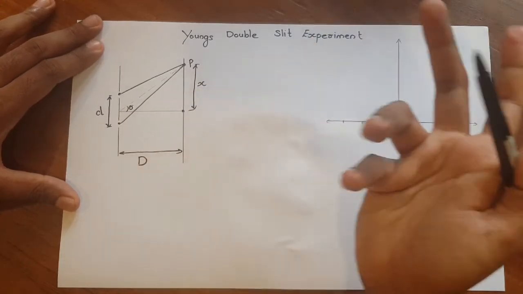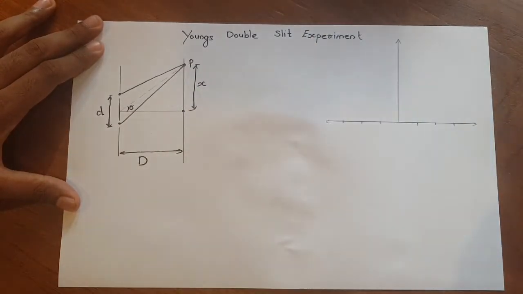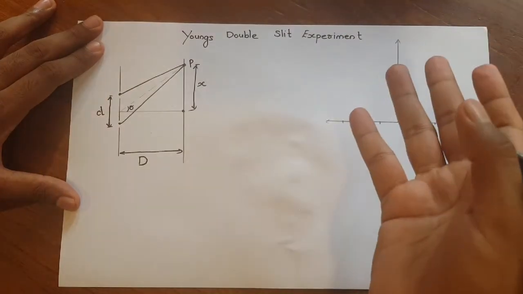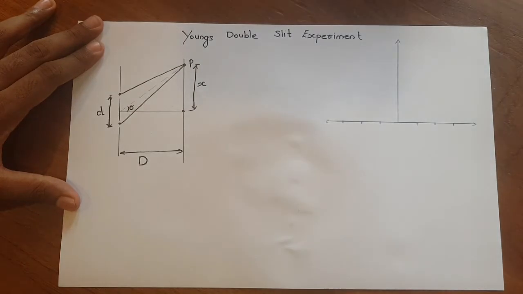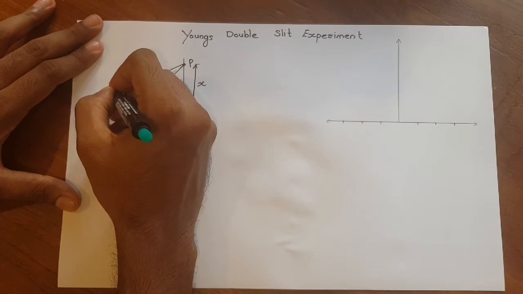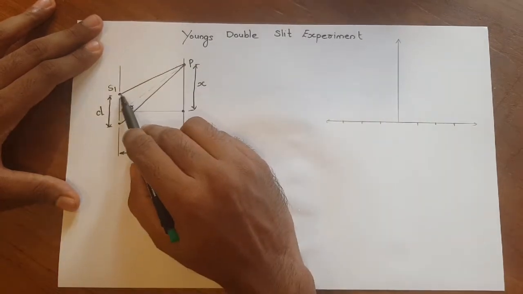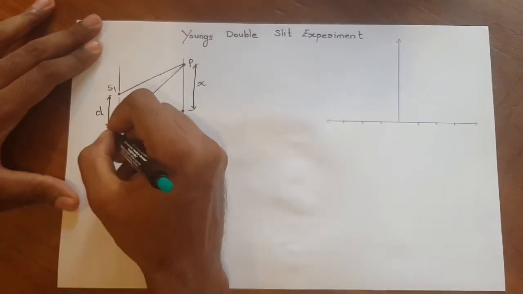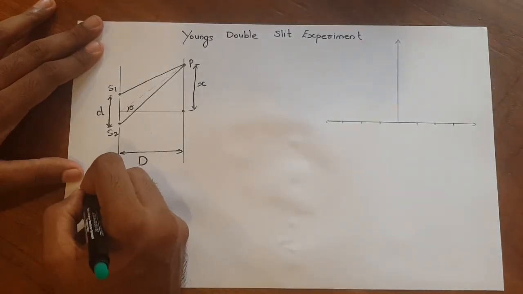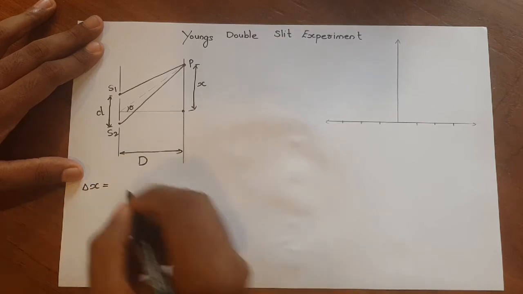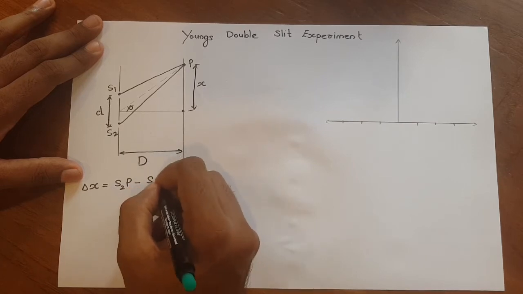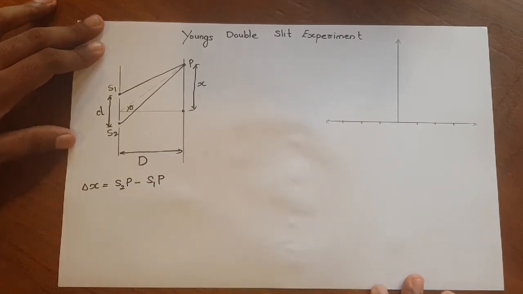So what are the ways we know whether it will be constructive or destructive interference? Either we have to know the path difference or we have to know the phase difference. I think in this case it is better to mark the path difference, because we know the path traveled by the first wave, that is S1 to P, and the path traveled by the second wave, S2 to P. So the path difference here, denoted by delta x, will be equal to the path traveled by the second wave minus the path traveled by the first wave. This will be the path difference.